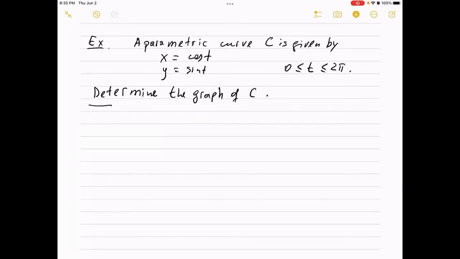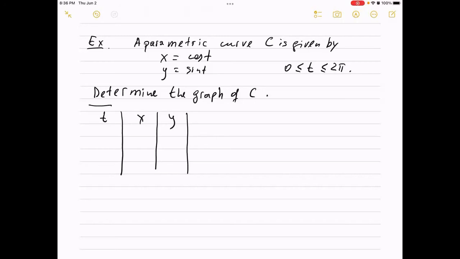Firstly, we're going to substitute a couple of values for t and figure out the corresponding values for x and y. So we start with t, then we find the corresponding values of x and y, and then we plot the points on the xy plane and connect the points for a hopefully continuous curve, and hopefully we'll be able to visualize what kind of curve we're going to see.